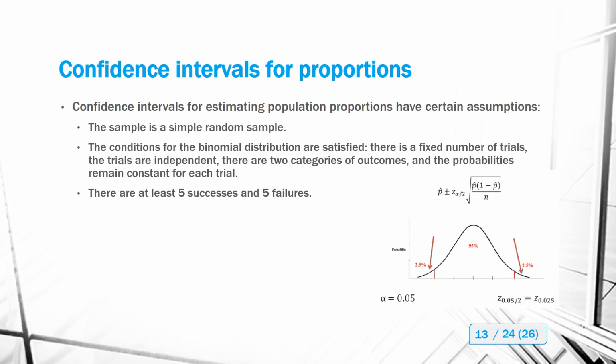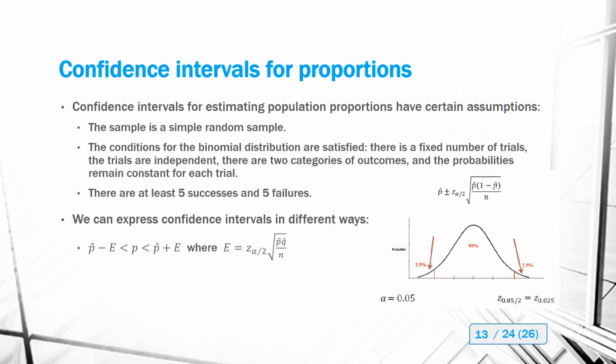The last assumption that we're going to make is that there are at least 5 successes and 5 failures. This assumption is important because it allows us to use the normal distribution as an approximation for the binomial. And using the normal distribution then unlocks all of the tools that we've discussed in the previous chapter, chapter 6, about the normal distribution. So, with those assumptions met, there are different ways that we can actually express confidence intervals.